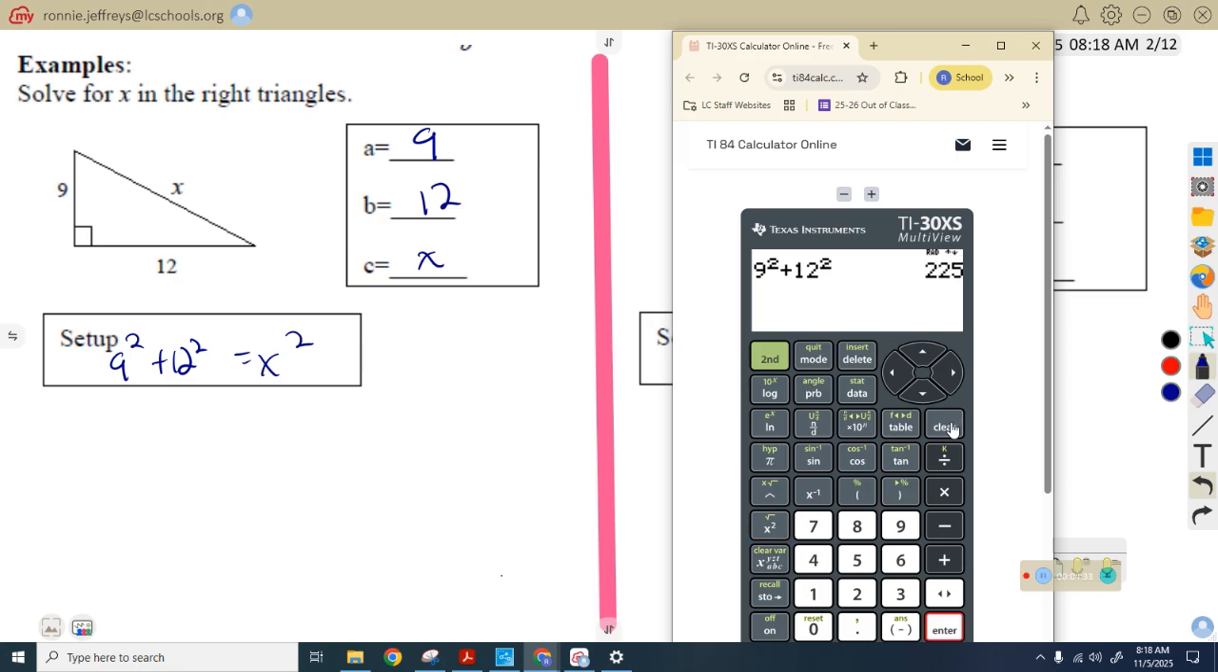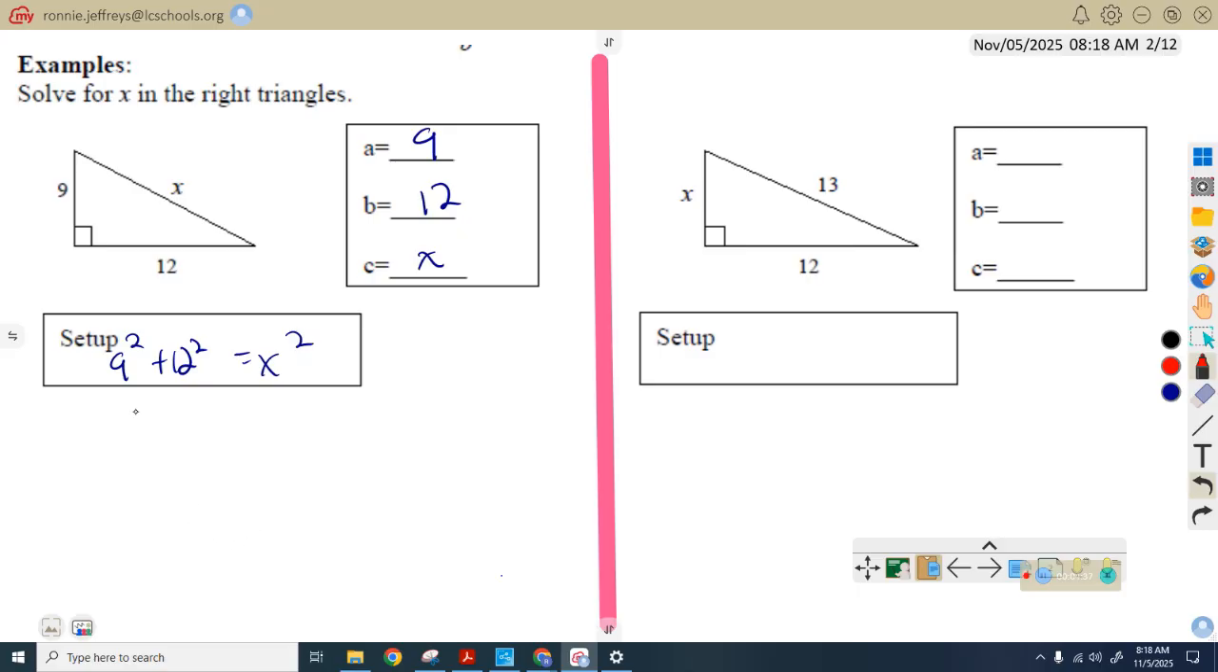So, 9 squared plus 12 squared. Well, that's a 5. All right, so now we have 225. 225 equals x squared. Now, how do you undo a square?